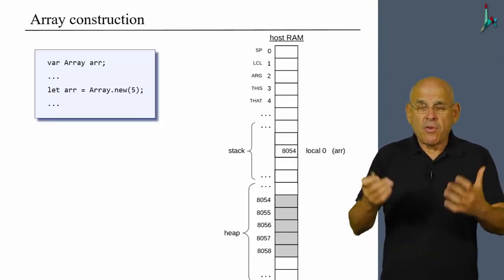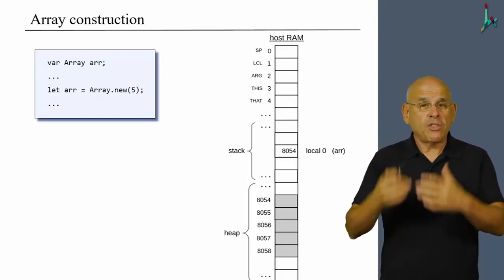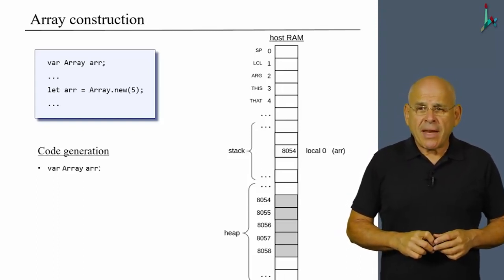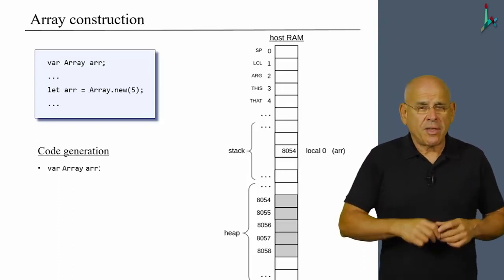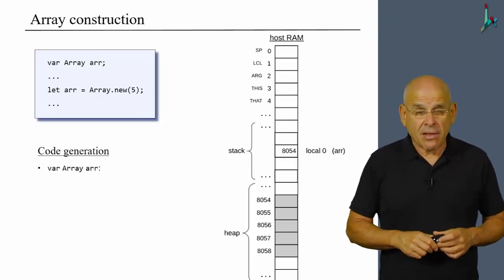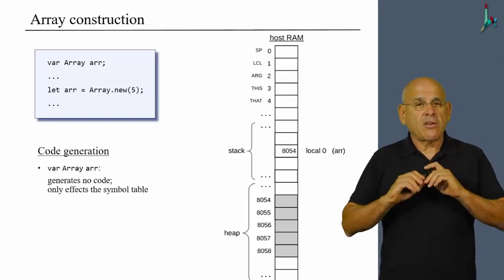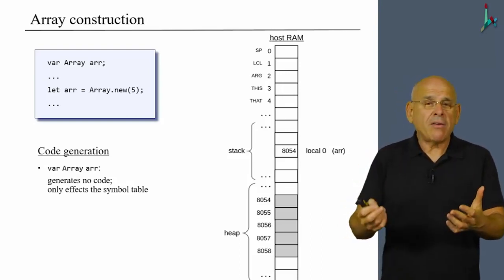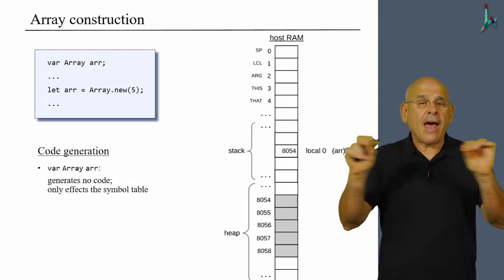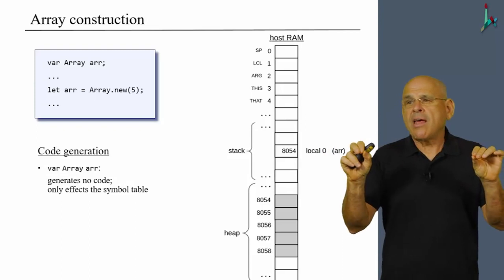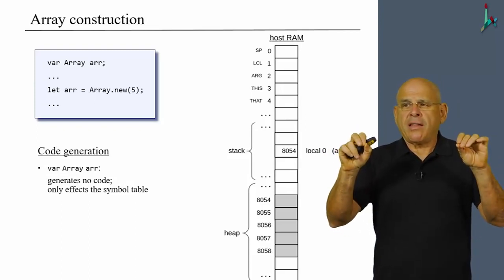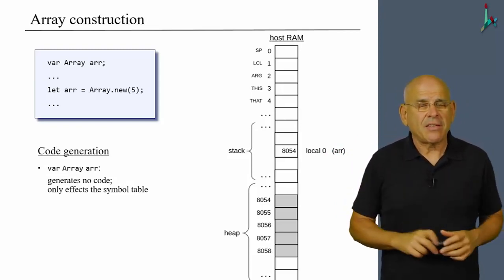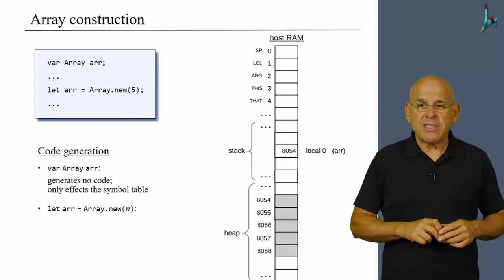So let us review how the compiler, or the code generation part of the compiler, is going to handle these two statements here. So, beginning with var array ARR, what will the compiler do with this statement? Well, it will do very little. First of all, this statement generates no code whatsoever. And the only thing which is going to be affected is the symbol table. So the compiler is going to add one line to the symbol table. This line will say that we have a variable called local 0, and this variable is of type array, and the name of this variable is ARR. That's it. That's how we're going to handle this array declaration statement.